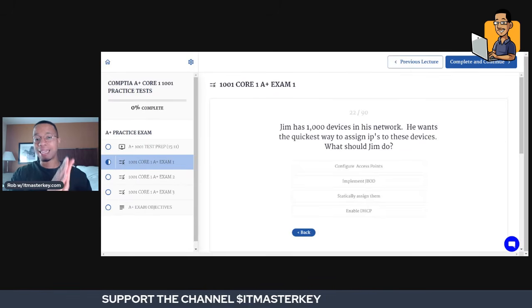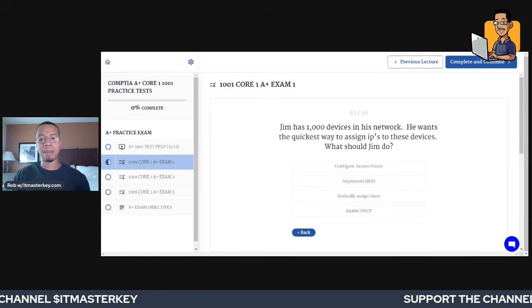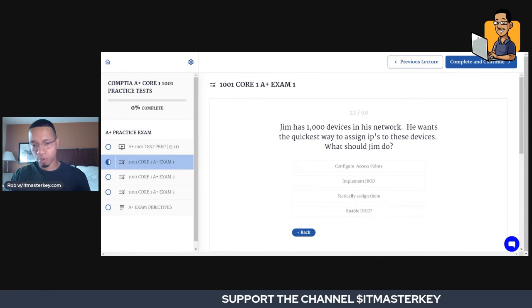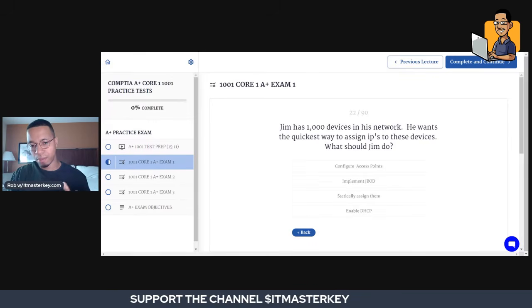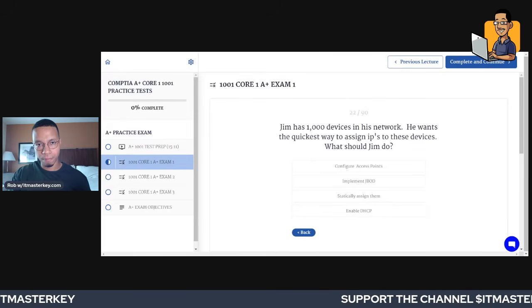All right, Jim has 1,000 devices in his network. He wants the quickest way to assign IPs to these devices. What should Jim do? Should he configure access points? Should he implement JBOD? Should he statically assign them, or should he enable DHCP?